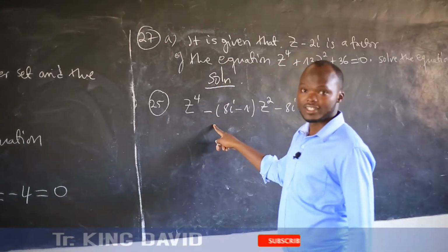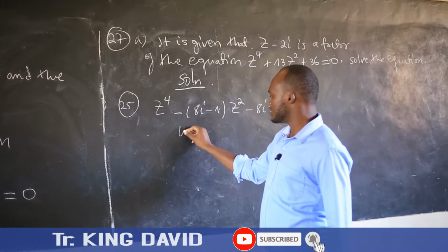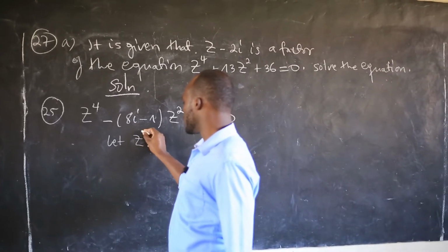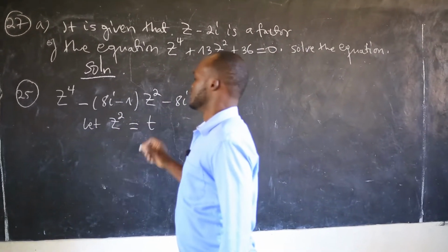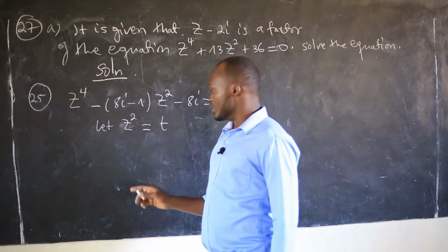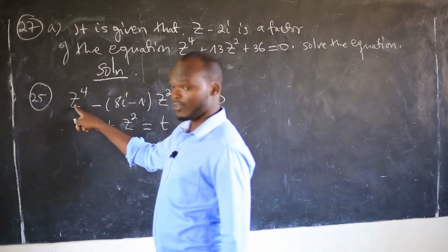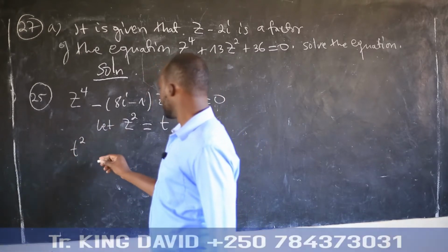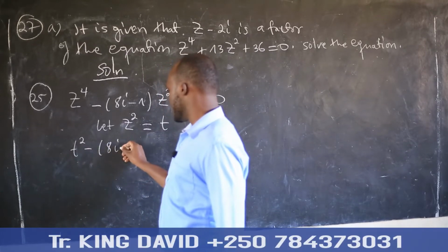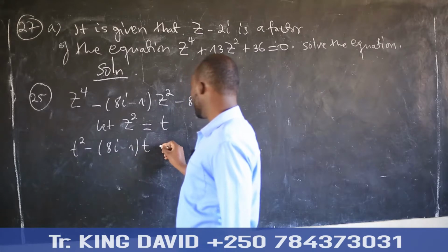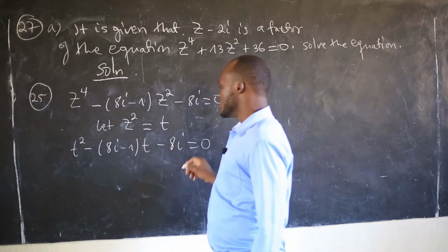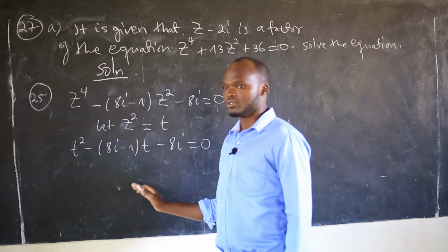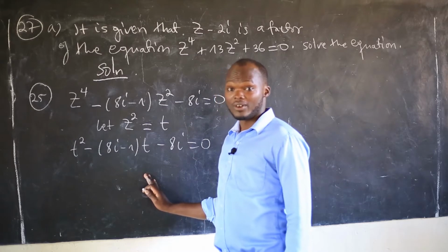When it is a biquadratic equation like this, because we have Z power 4 and Z squared, we let Z squared be equal to T. So where there is Z power 4, we are going to have T squared. It will be T squared minus (8i minus 1) T minus 8i equal to 0. Now you see our equation is a quadratic equation. We're going to solve it using the quadratic formula.